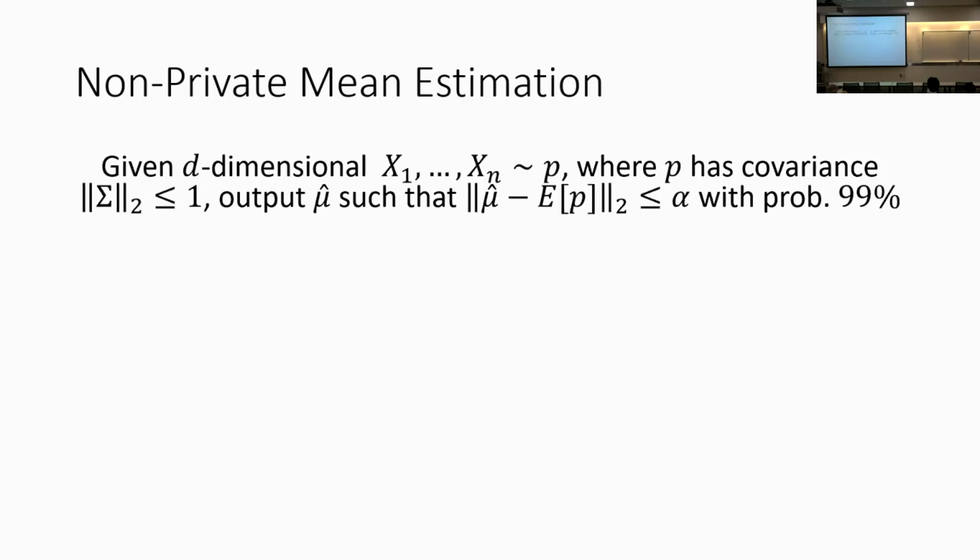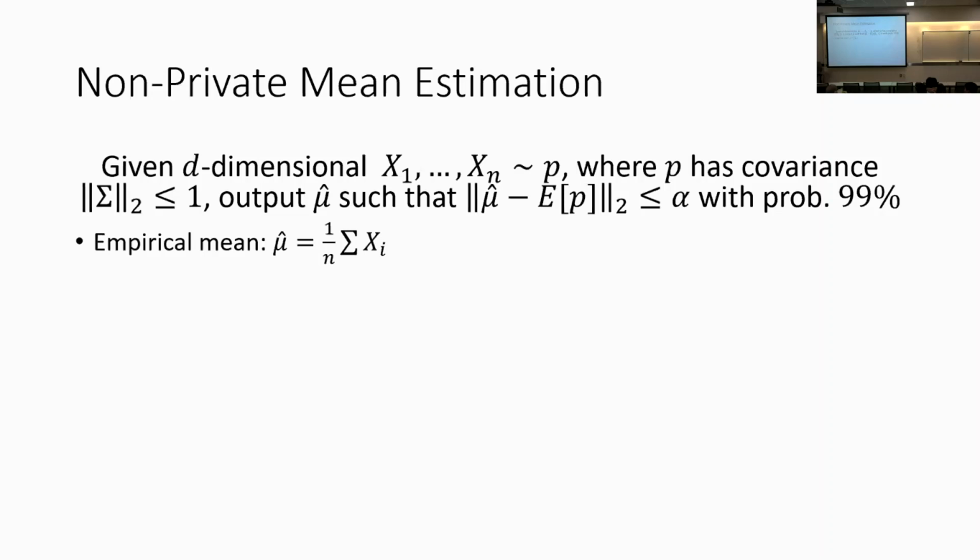And what do we know about this distribution p? We just know that it has bounded covariance. This is sort of the mildest assumption we need. And our goal is to output some estimate of the mean such that the L2 distance between the true mean and the output that we give is at most alpha, with high probability, say 99%.